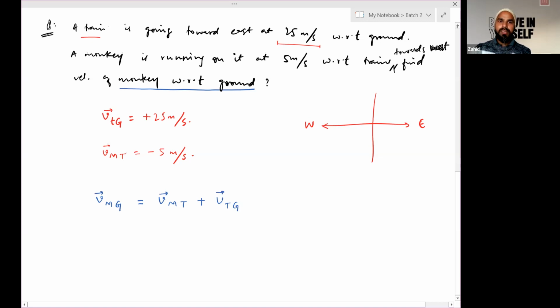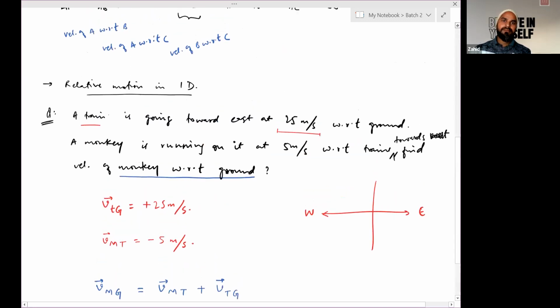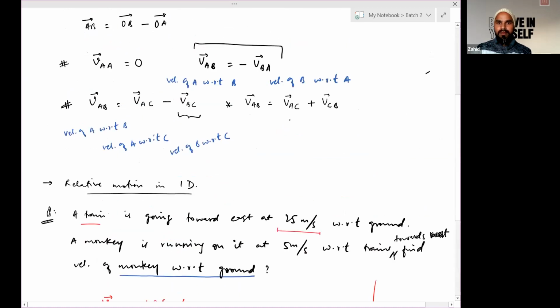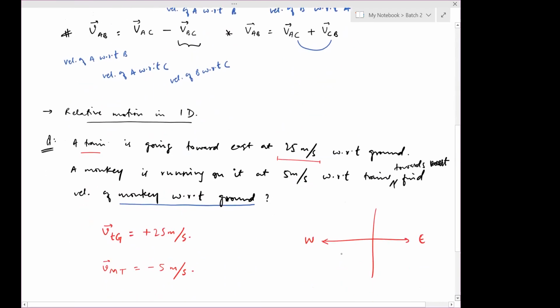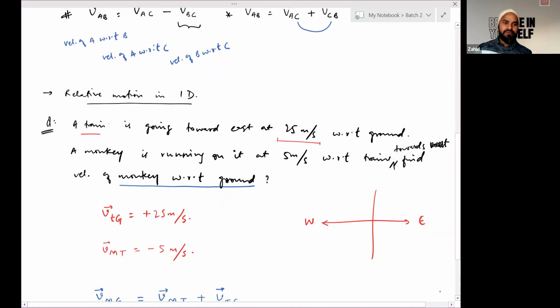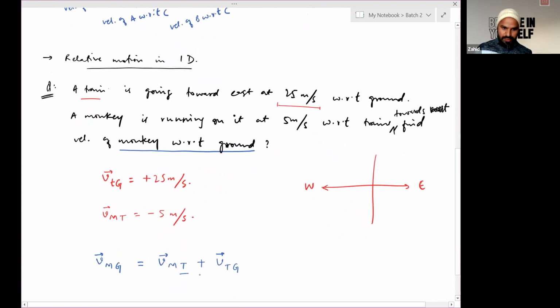According to the last formula, since you have A with respect to C and C with respect to B, the C and C will cancel out, so you'll get A with respect to B. Is it clear? Yes, sir. So I've just used this concept to find the velocity of monkey with respect to ground. Here, this is train and this is train, so these two terms will cancel out, and you get monkey with respect to ground.